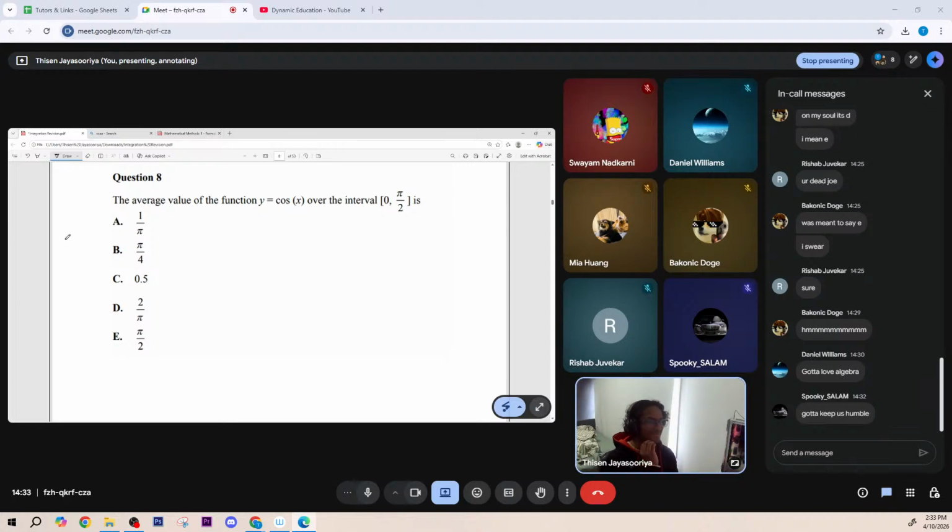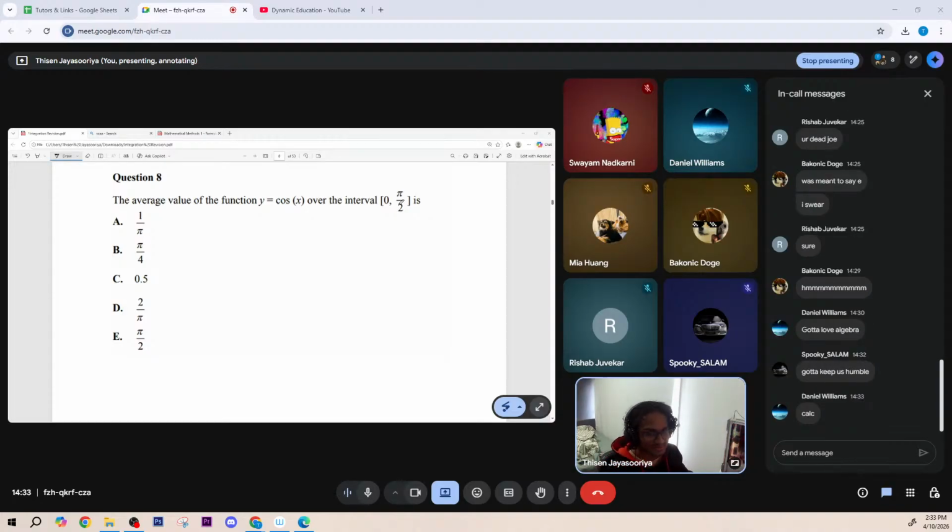So here, using your calculators, right? How can I find the average value of cos of x over the interval from 0 to pi on 2? I want to see who remembers that formula. I want to see who picks A, B, C, and D.